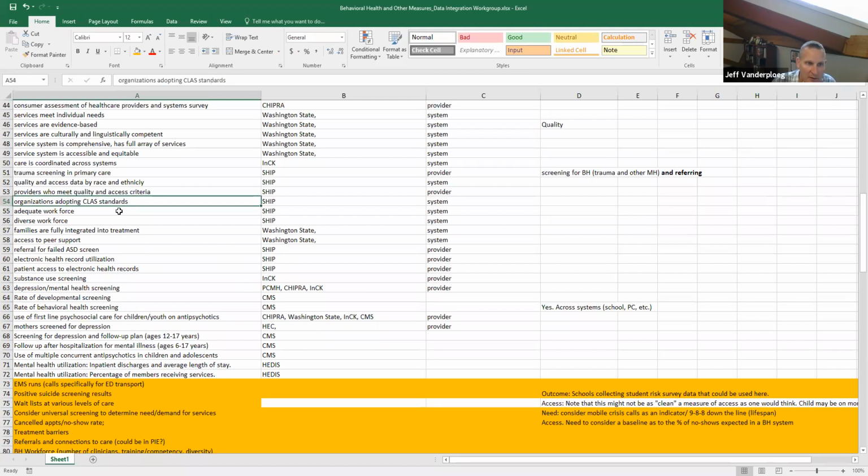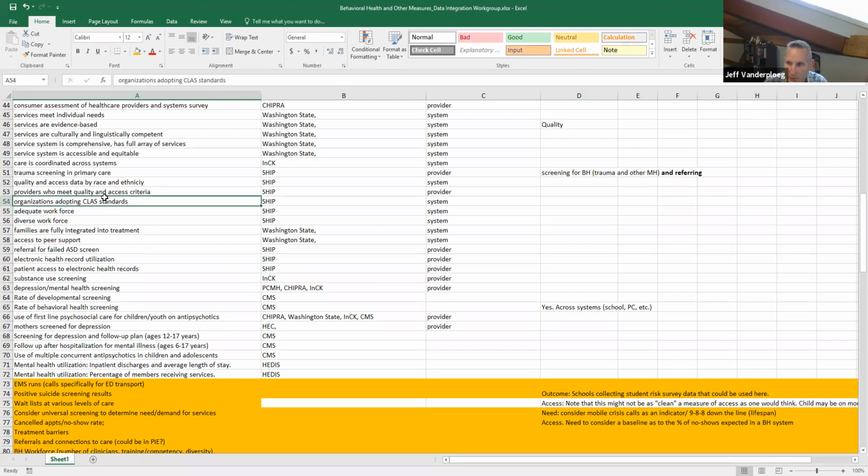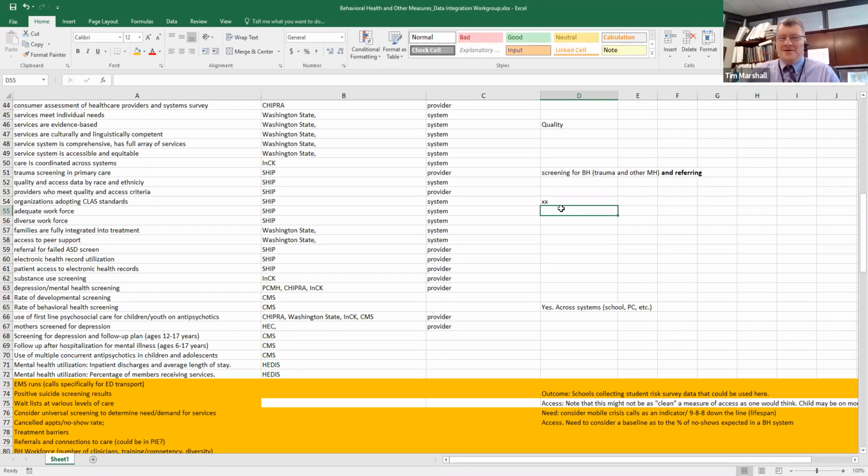I also happen to like this one here. Organizations adopting CLAS standards. There are a number of you probably on the call who have participated in CLAS work, which refers to culturally and linguistically appropriate services. I think it's another good indicator of workforce or system functioning to know whether provider organizations are working toward national standards around cultural and linguistic competence. So I'm just going to go ahead and flag that one, because I've got the screen. So there it is.